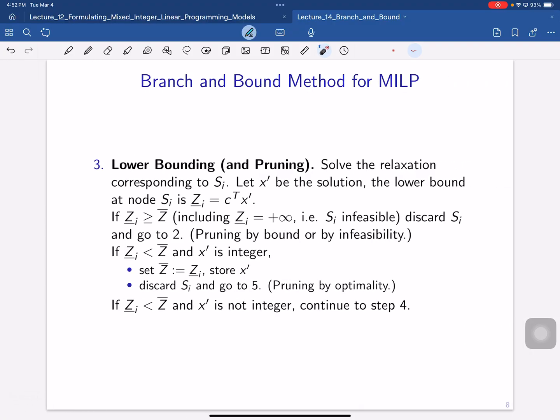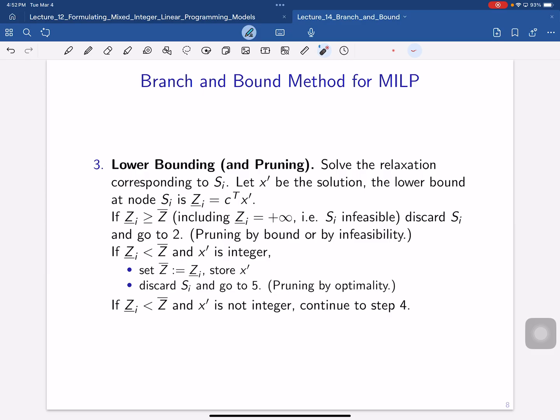Now, after we select a node, we will perform this step called lower bounding. If you choose a node, you will solve the relaxation corresponding to that node. Let's say if you choose the root node, you will solve the linear programming relaxation, and if you choose other nodes, you just solve its relaxation. And the lower bound at this particular node is nothing but the objective of the relaxation. Now, after you solve the relaxation at node Si, let's denote this by Z underline i.